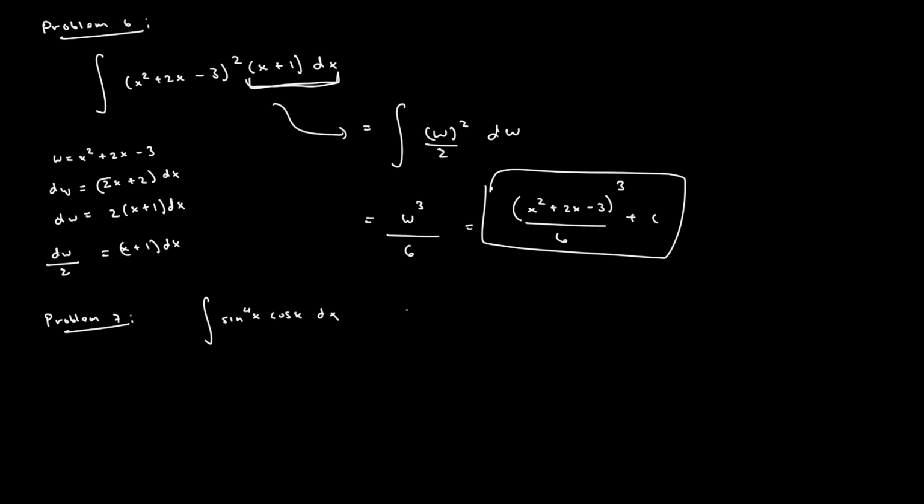We know that the derivative of sine x is cosine x, so a pretty obvious substitution is just w is equal to sine x. And so dw is equal to cosine x dx. That gets rid of this whole thing. And then we're left over with w to the power of 4 times dw, which is simply w to the power of 5 divided by 5 plus c, which is equal to sine to the power of 5x divided by 5 plus c.